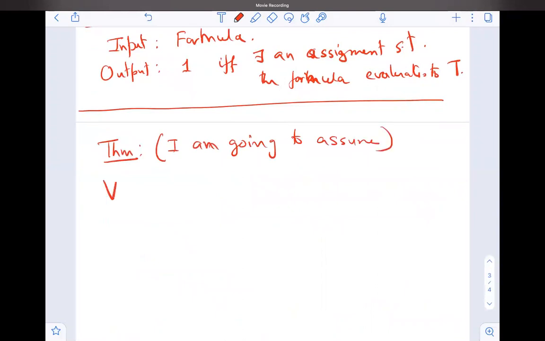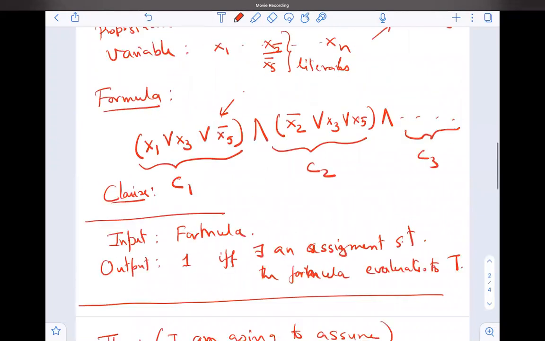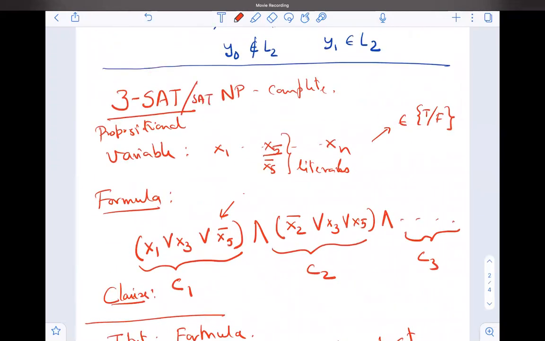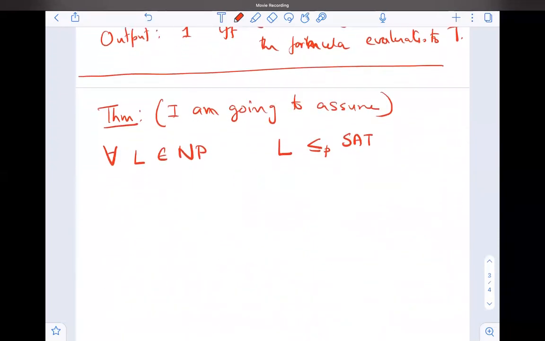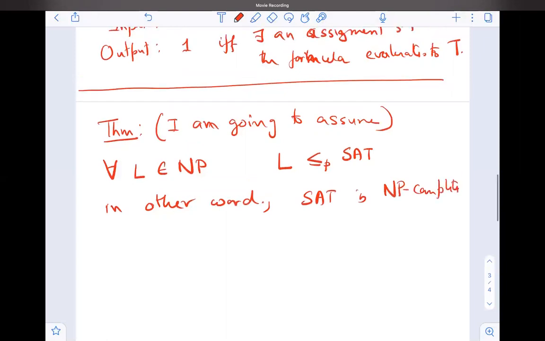This says that for all L in NP, L reduces to SAT. I will be calling this one SAT for all purposes. Okay, 3SAT. Or in other words, SAT, or what you call 3SAT, is NP complete. By the way, I have told you this is NP complete.